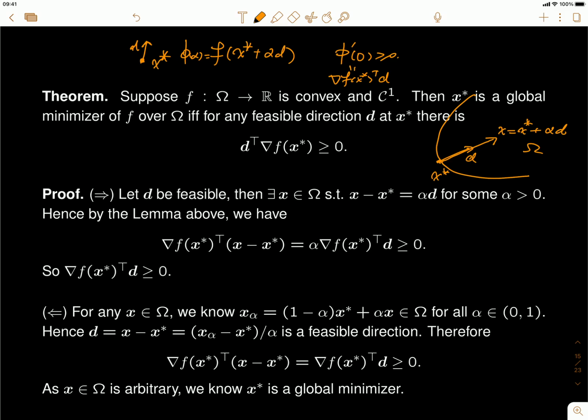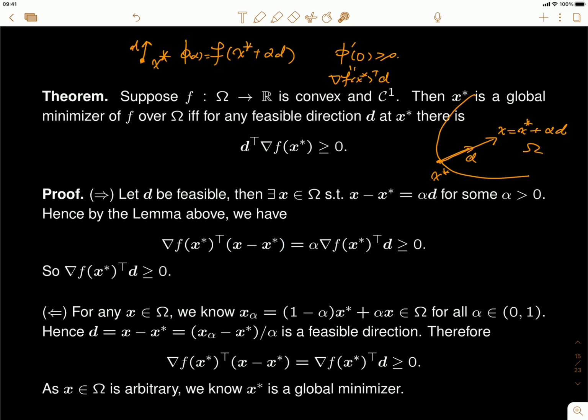And then by the lemma above, we know that this will always be greater than or equal to 0. Because my x was chosen such that this holds, I can just replace this x minus x star by alpha d. So this is just alpha d.